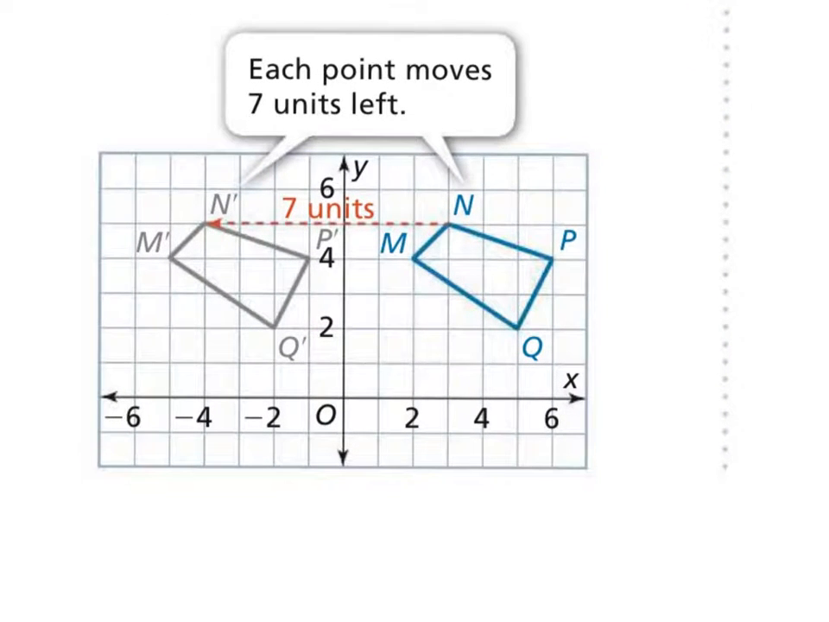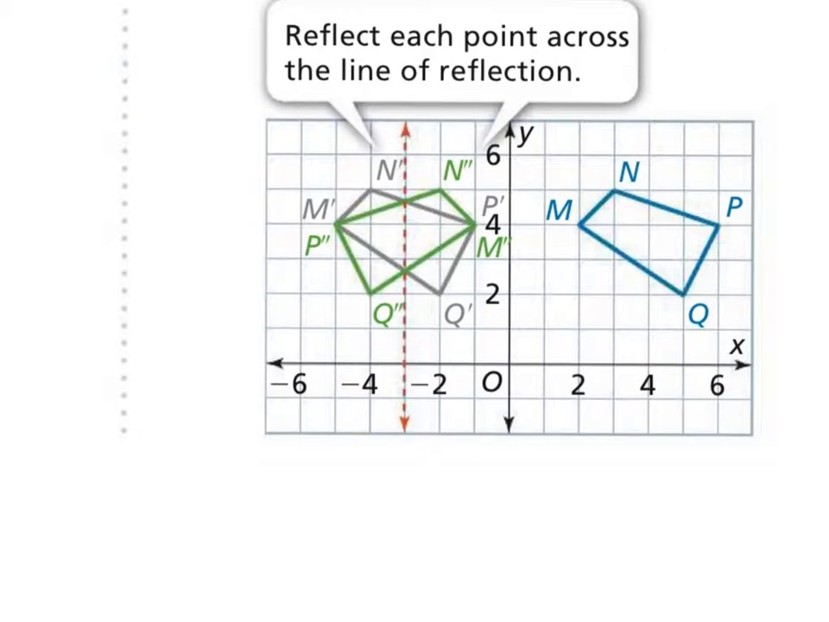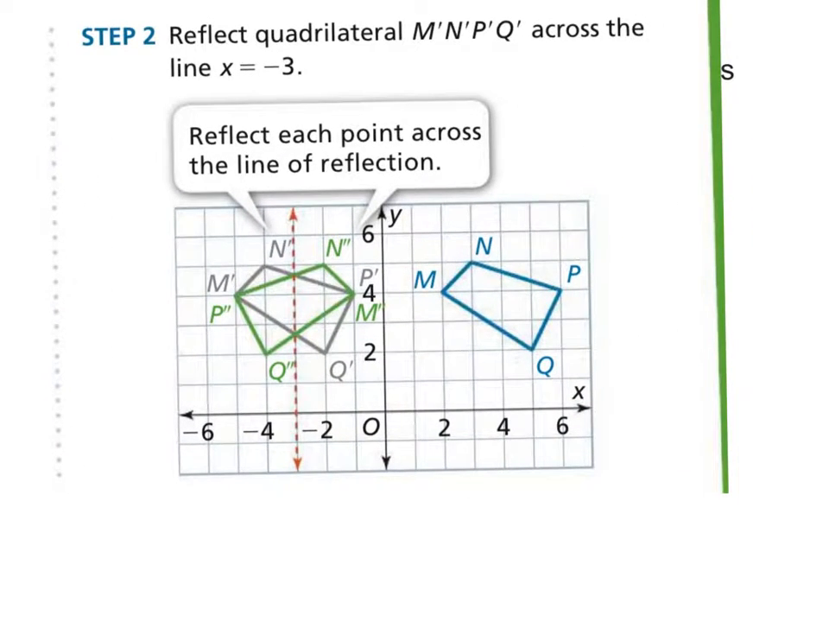Now, since we're doing multiple things, you go 7 to the left. Go ahead and mark your points. See how they did that? Mark all your points. And then at that point, now we can go ahead and trace that, and then we can reflect it across that line x equals -3.